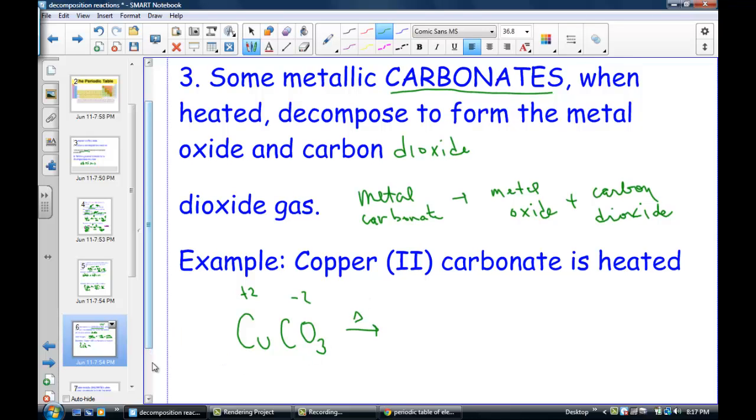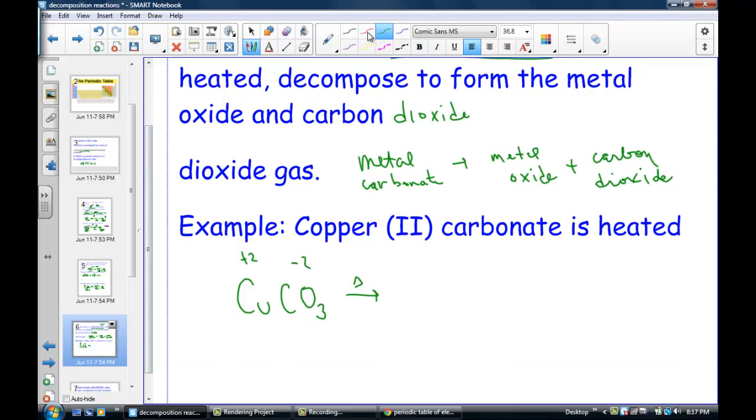Alrighty, here we have a metal carbonate called copper 2 carbonate. The metal here is copper. The metal and the last name is carbonate. And when it decomposes, it gives the metal oxide and carbon dioxide.